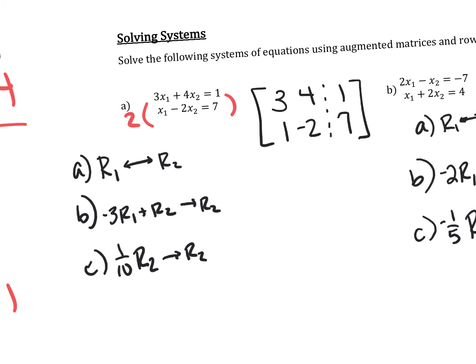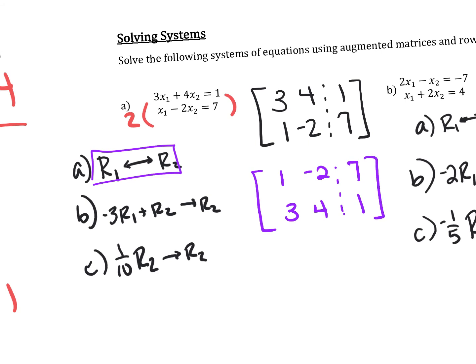And the first thing says switch row 1 and row 2. So when I do that, I get 1, negative 2, 7 moves to the top, 3, 4, and 1 moves to the bottom. My next thing says to multiply row 1 by negative 3 and then add it to row 2. And it's going to replace row 2.